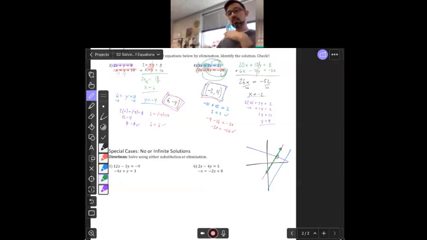So that's how it looks graphically. How does it appear algebraically? Like, what do we see that tells us that there's no answers or that there's infinite answers? So versus one answer. There's one answer to this problem. There's one answer to this problem. There's no answers here. There's infinite answers here. What does it look like?